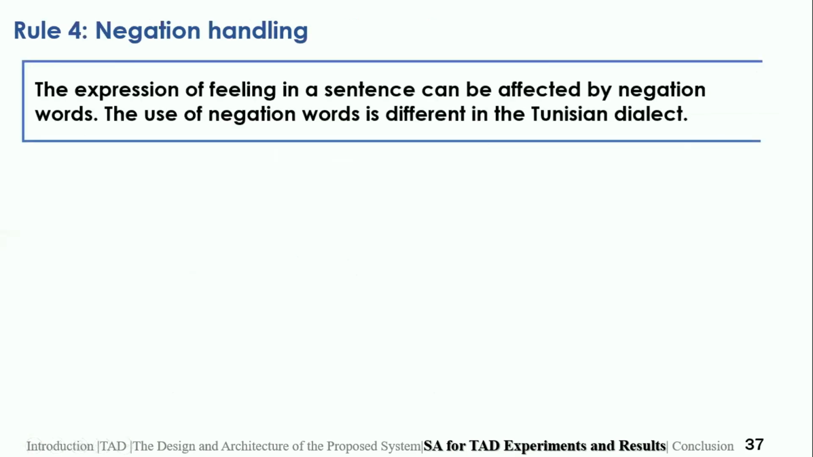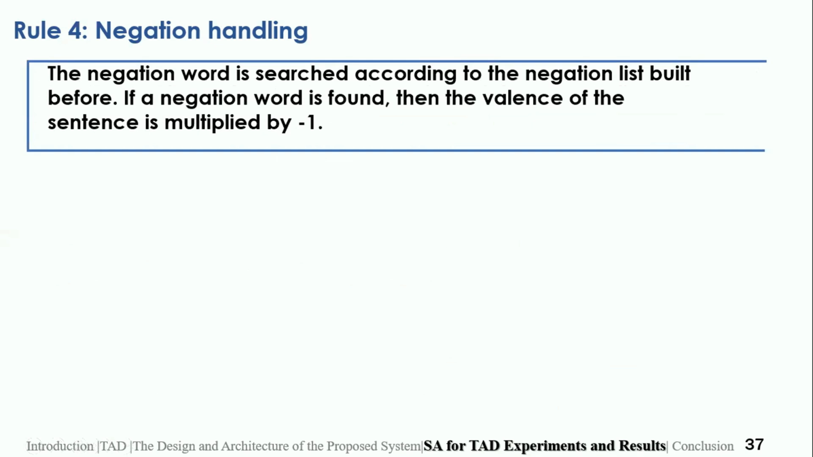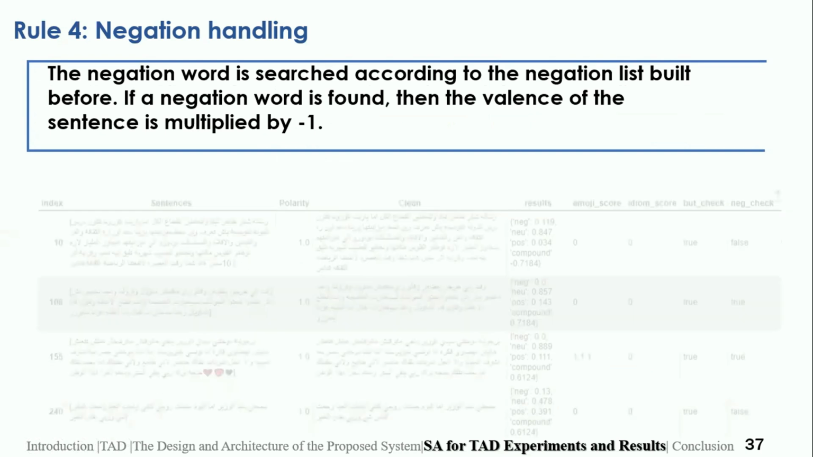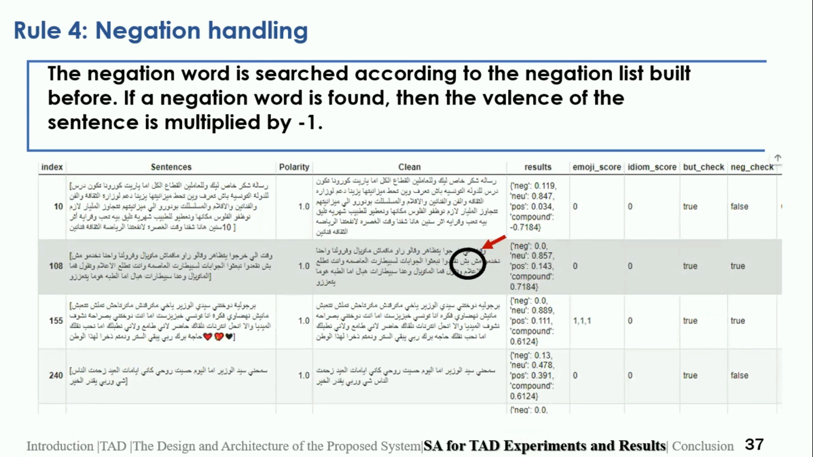The negation rule. The expression of feeling in a sentence can be affected by negation words. The use of negation words is different in the Tunisian dialect. The negation word is selected according to the negation list built before. If a negation word is found, then the valence of the sentence is multiplied by -1. We can see the negation word bish, and our negation check is true. Also, we have ما ترقدش ما ترتاحش, and our negation check is true.